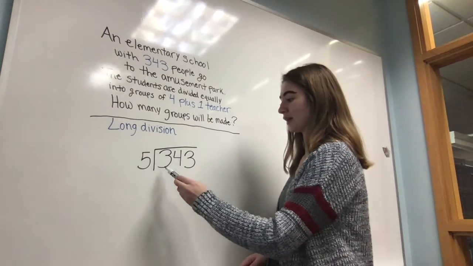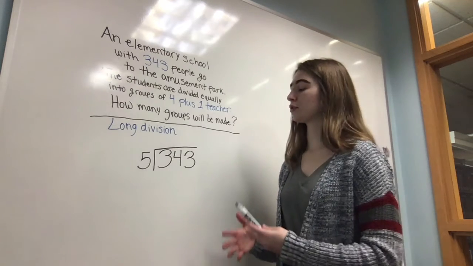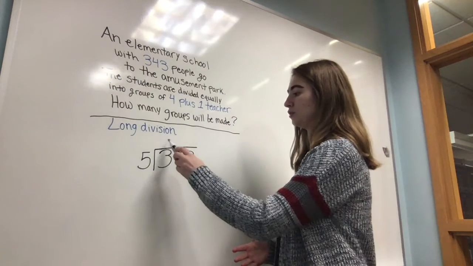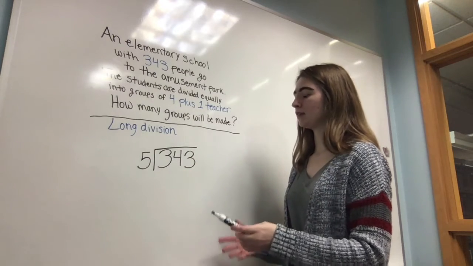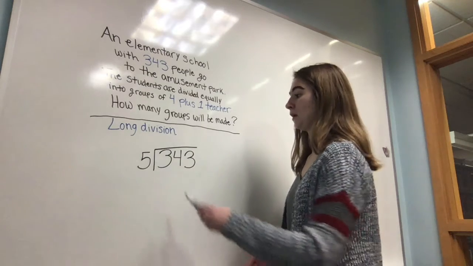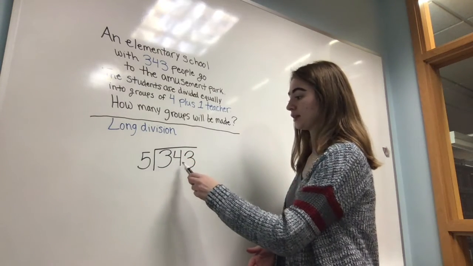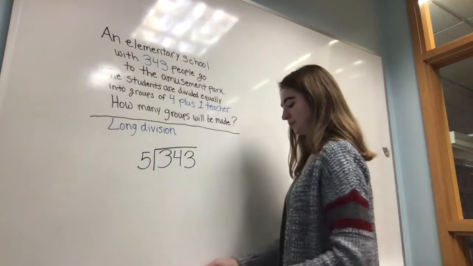Let's start with the hundreds place and the 3. 5 is greater than 3, so there's no value here that we could use to represent the hundreds place. And in the same way, 5 would go into 300 100 times. So no value here, but if we look at the tens place, we're now looking at 34.